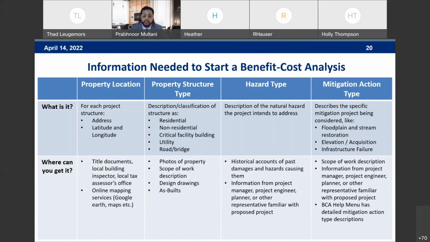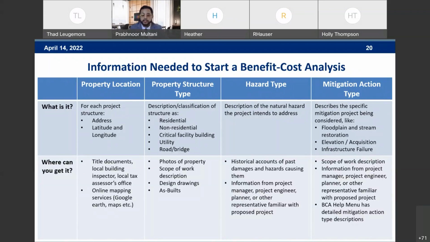Mitigation action type. This describes a specific mitigation project being considered. So within the toolkit, you'll find options such as floodplain and stream restoration, elevation/acquisition, and infrastructure failure. Where can you find this information? It can be included in your scope of work description from the project manager, engineer, planner, or other representative familiar with the proposed project. And there also is the benefit cost analysis help menu within the toolkit. It has a very detailed description for each mitigation action type.